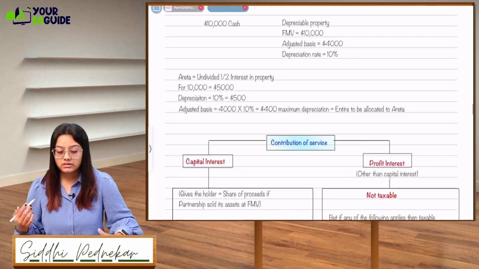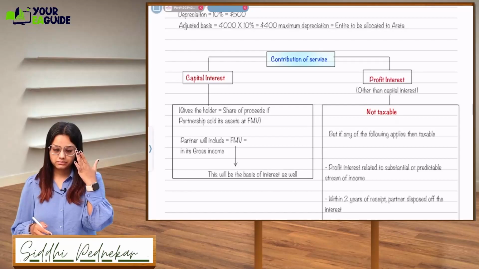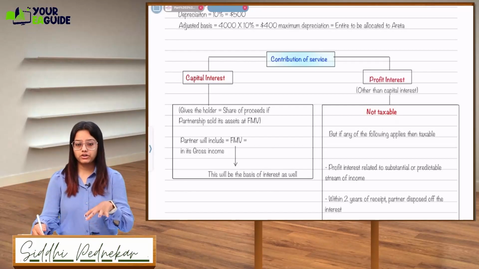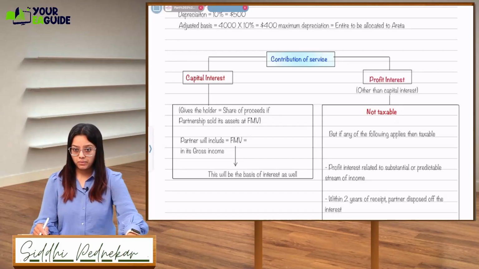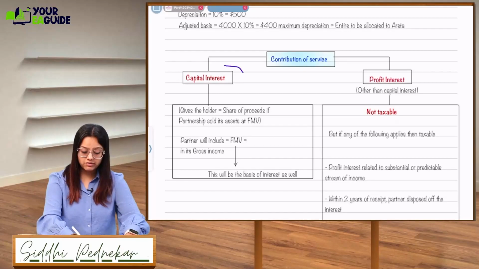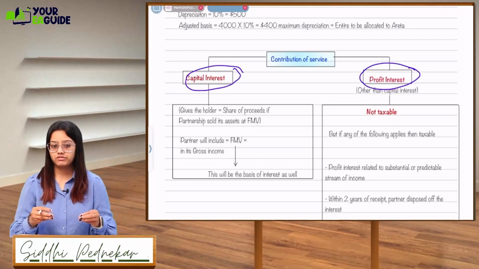Next there is one example, but before that we'll do the contribution of services. Let's say you have contributed services into the partnership firm. Against these services, you might receive a capital interest, or you might receive a profit interest. I'll just explain the difference in a very short manner.